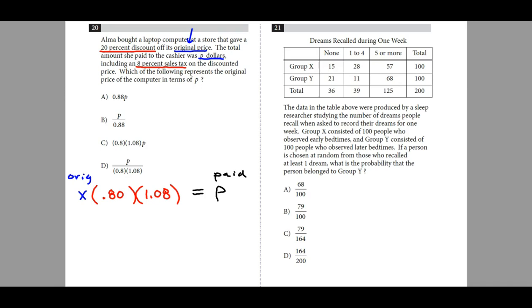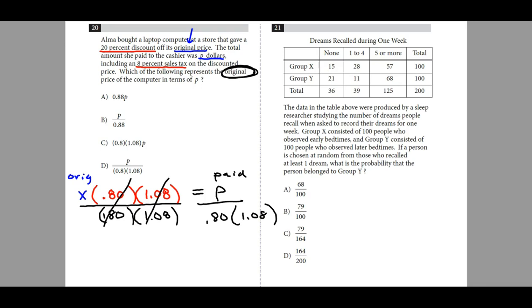Well, the problem now says which of the following represents the original price. So we need to figure out the original price. So to find the original price, to get X by itself, we're just going to divide both sides by 0.80 times 1.08. This is all going to cancel, and we're just going to have X equals this expression, which matches up pretty nicely with D. So that's the fancy algebraic way of doing it.